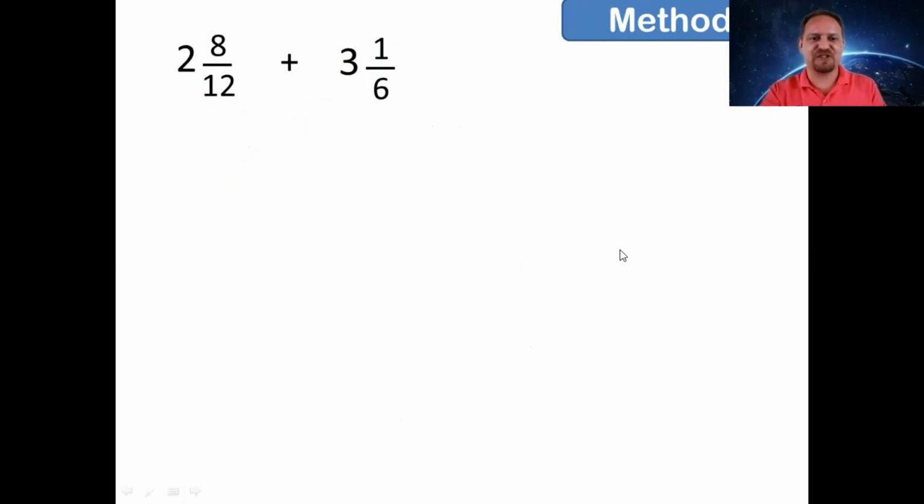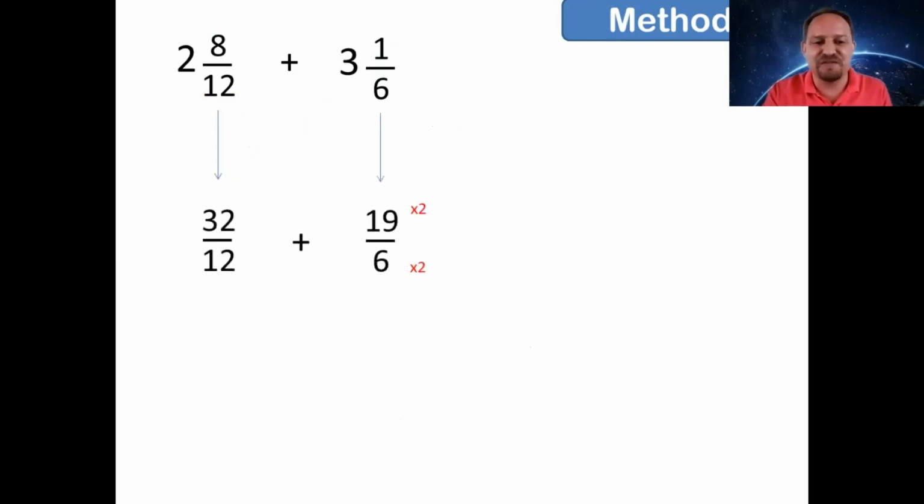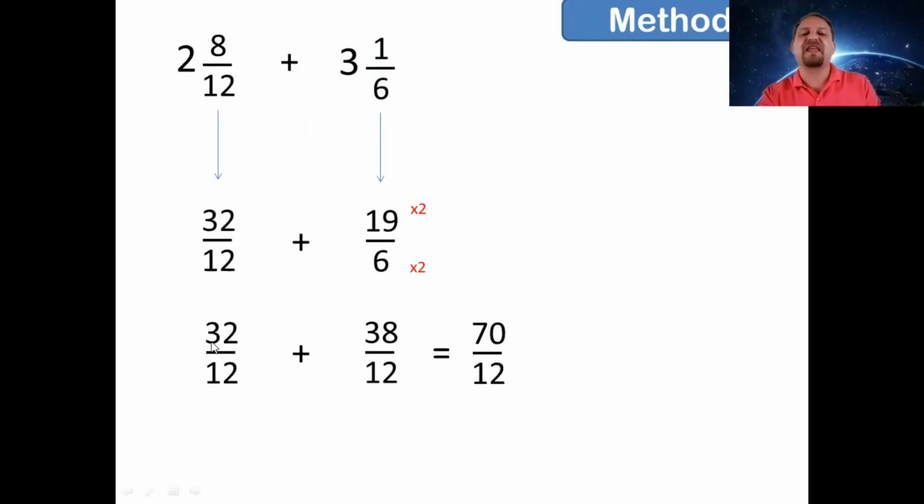Let's have a look. 2 times 12 plus 8 gives us 32 over 12. 3 times 6 plus 1 gives us 19 over 6. Again, we must change this fraction, 19 over 6, to find the common multiple between 6 and 12, which is 12. So now we have 32 over 12 plus 38 over 12. 19 times 2 is 38. Good. 32 plus 38 gives us 70.